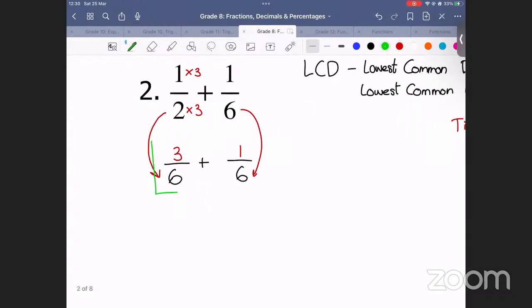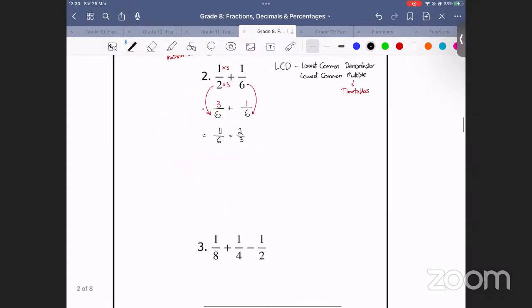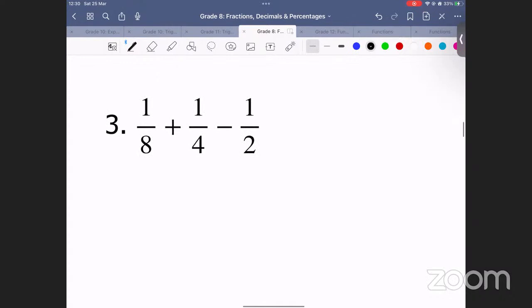Now they have like bases. Since they have like bases, I can simply write them under 1 base and add the numerators, which is 4 over 6, which could be simplified to 2 over 3. Okay, so that's how we add with lowest common denominator. Let's have a look at this example. Somebody tell me, between 8, 4, and 2, what is the lowest common denominator?